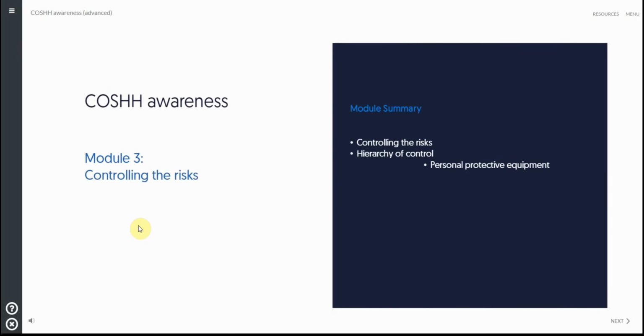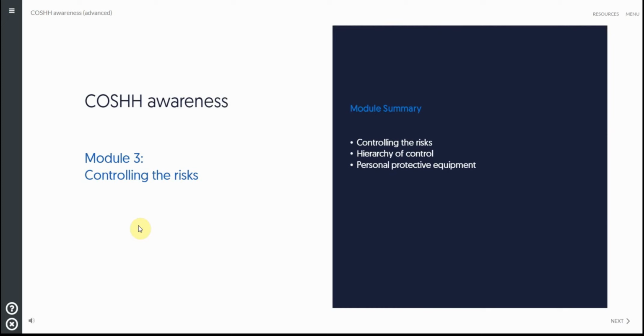Module 3. Controlling the Risk. In this module, we will look at the hierarchy of risk control and personal protective equipment.